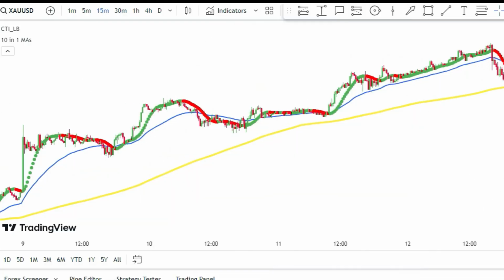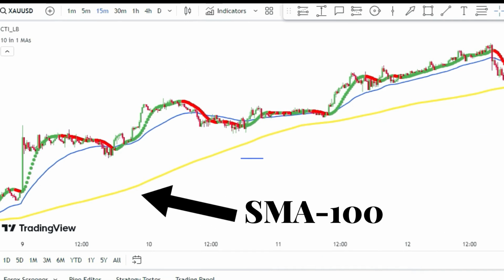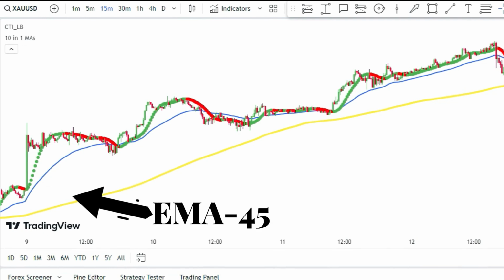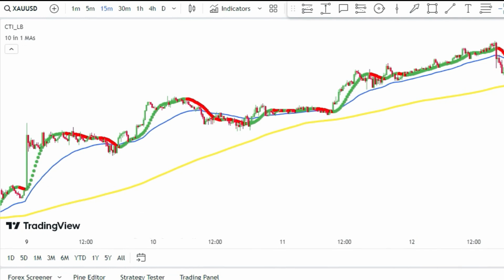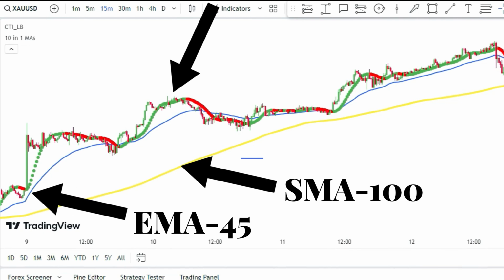In this approach, we gauge the market trend by looking at where the price candles stand in relation to both SMA 100 and EMA 45. If the price candle is perched above both SMA 100 and EMA 45, we consider the market to be on an upward climb.